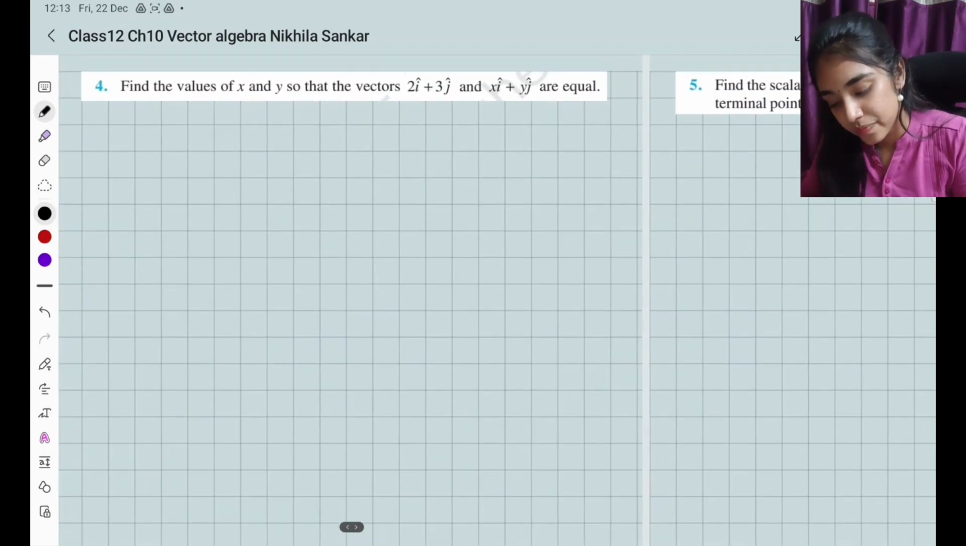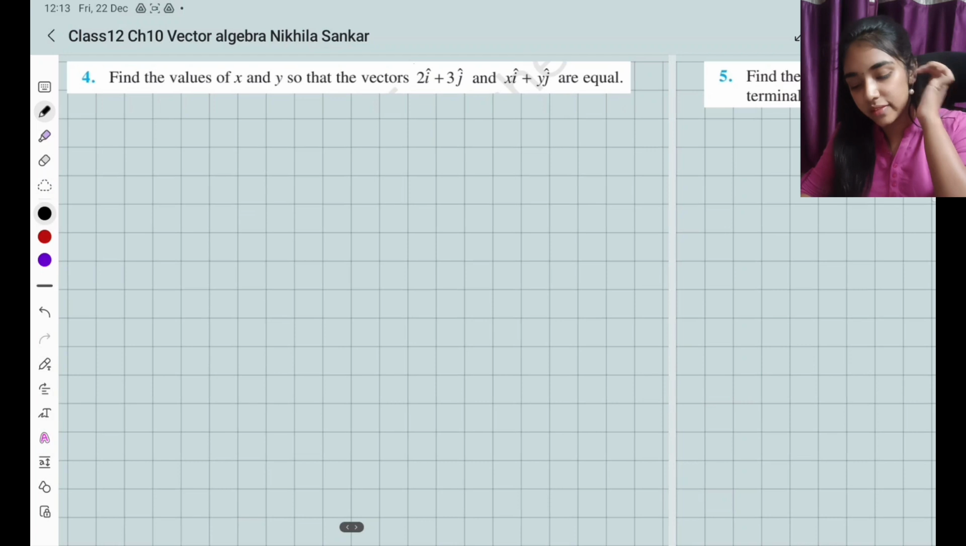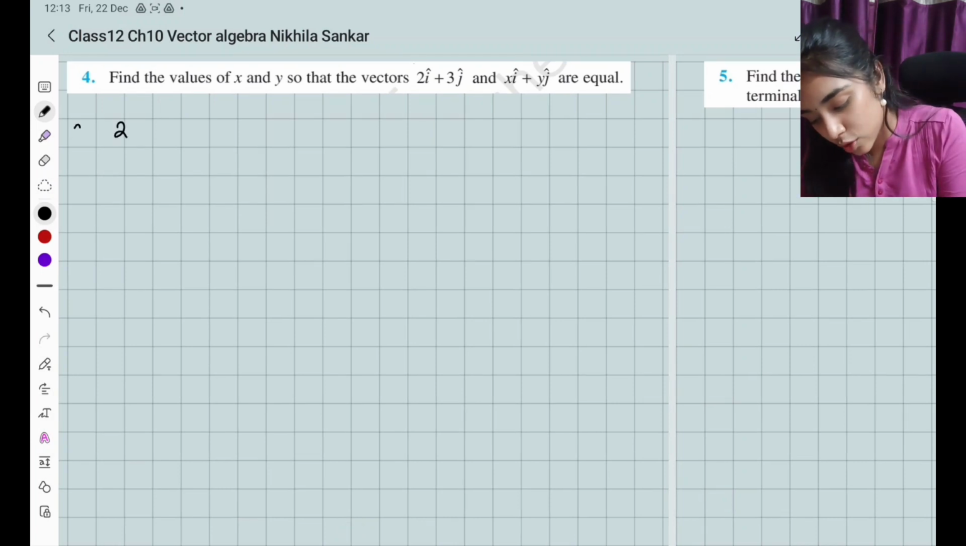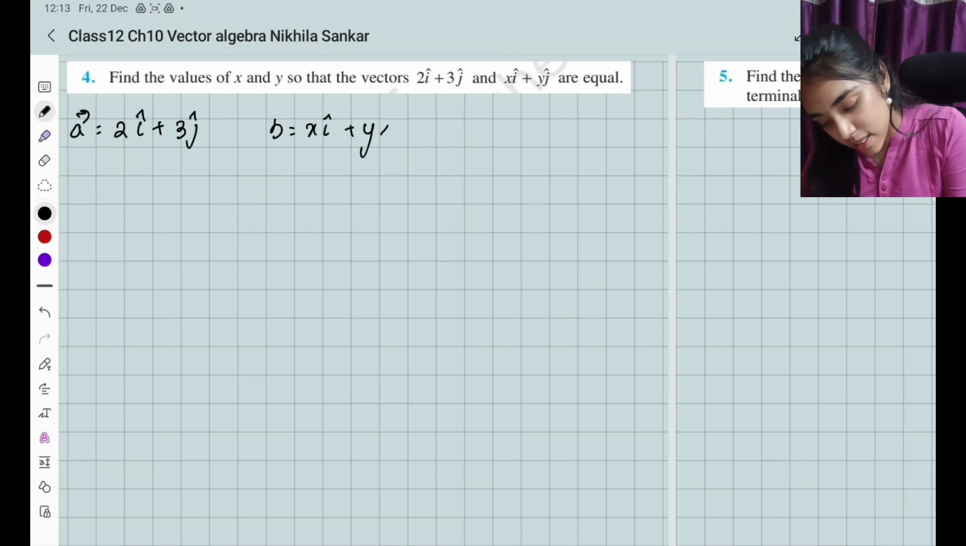Question number 4. Find the values of x and y so that the vectors are equal. So equal na என்ன அர்த்தம்? இப்போ A vector னு வெச்சுப்போம். A equals 2I cap plus 3J cap and B vector is going to be x I cap plus y j cap. இப்போ two vectors are equal.